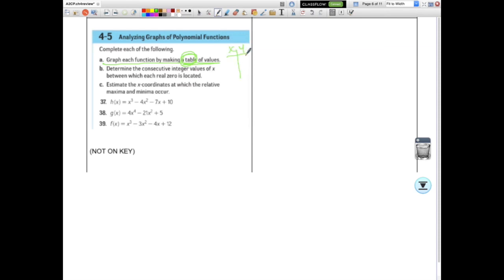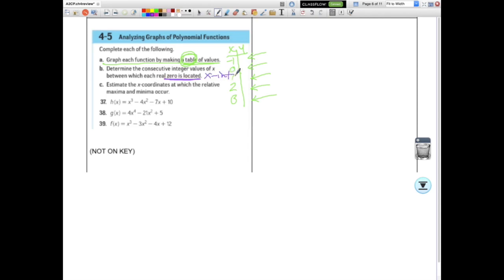I will give you a started XY chart with specific X values in it. That way you know how far you have to go, okay? You don't just make a random one until it feels like you should stop. You'd solve for each of those values and plug them in for your Y's, okay? Next, and you're guaranteed to see this, I want to be very clear, determine the consecutive integer values of x between which each 0 is located.